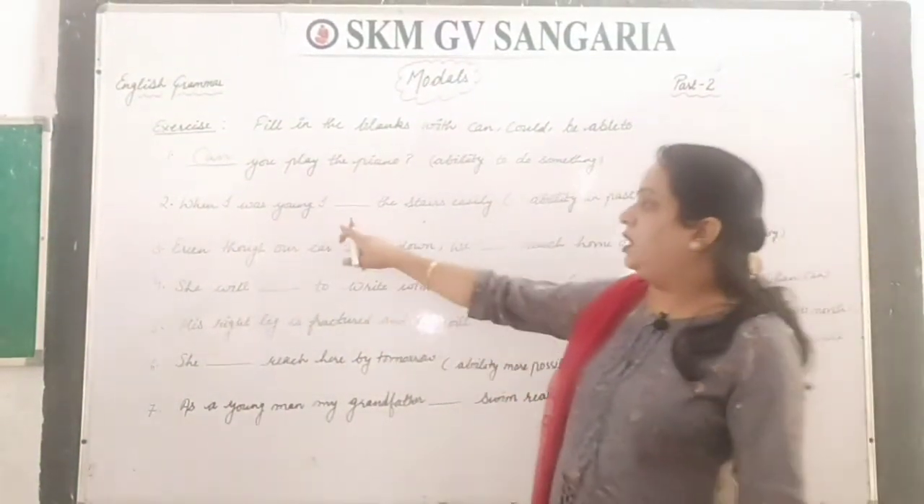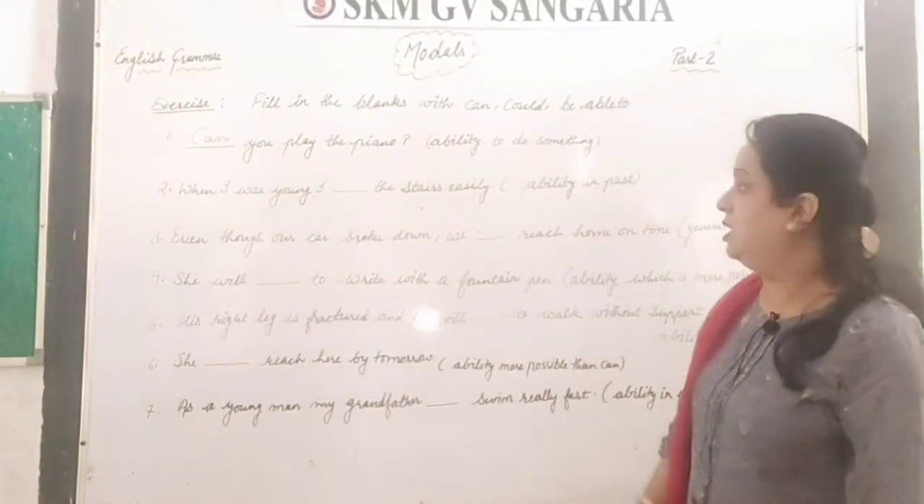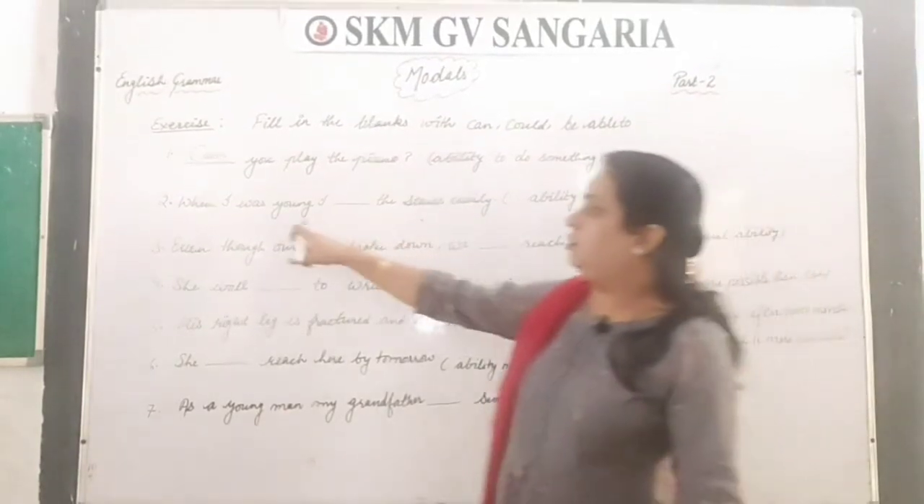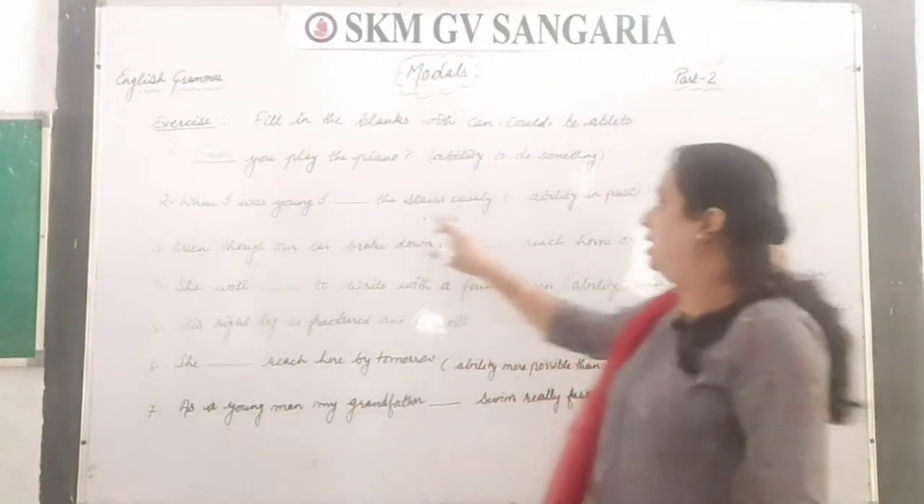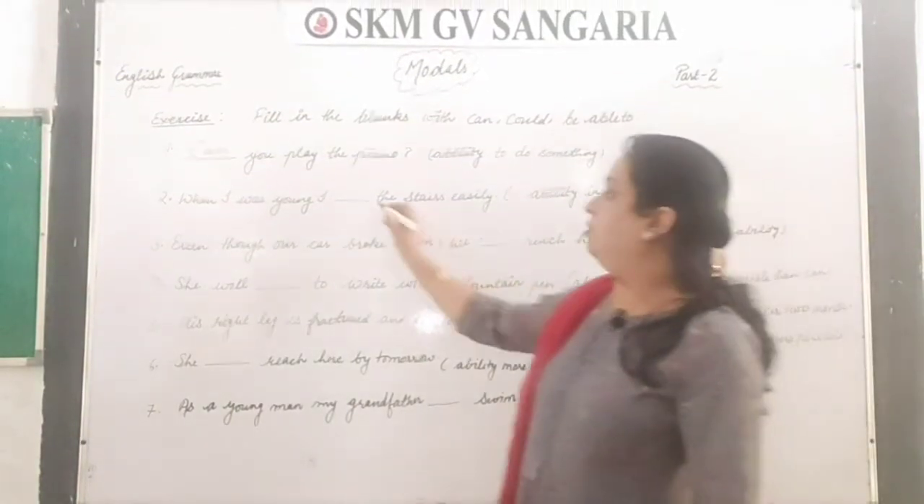Next is: when I was young, I dash the stairs easily. Now this is showing when I was young, and here it is ability in the past. So what we have to do? Here we have to write could.